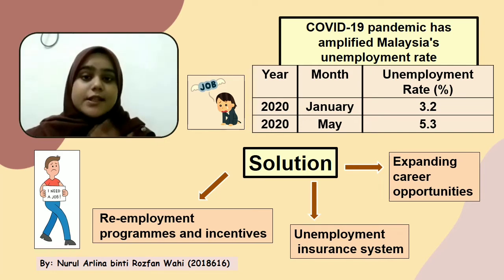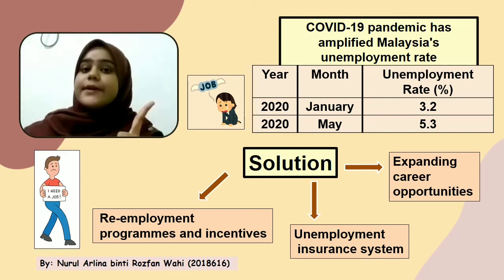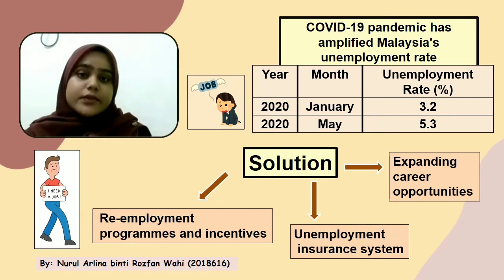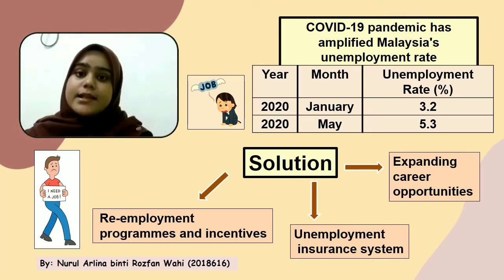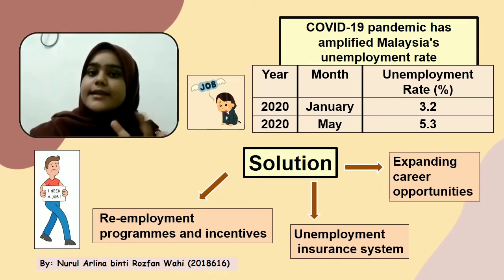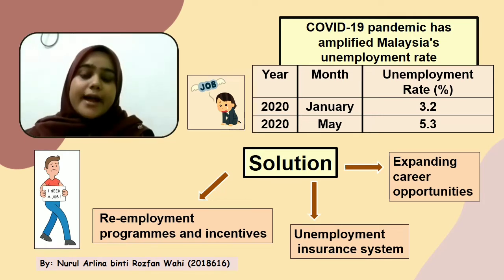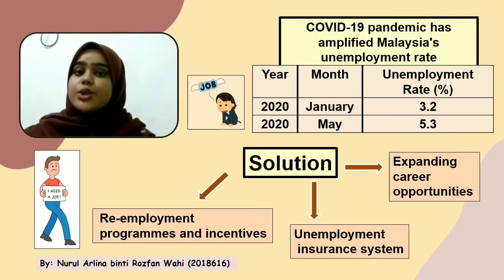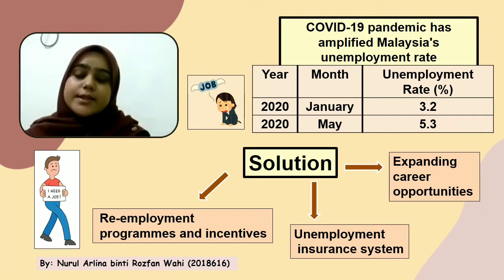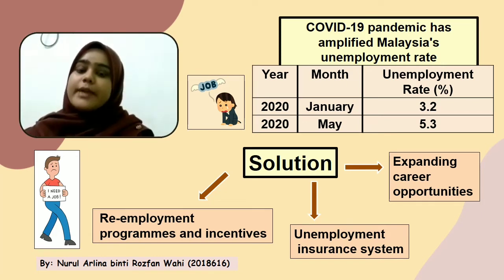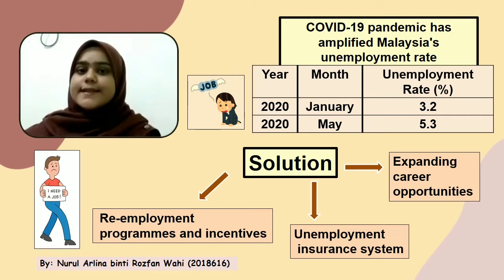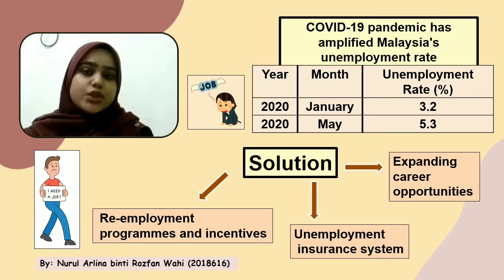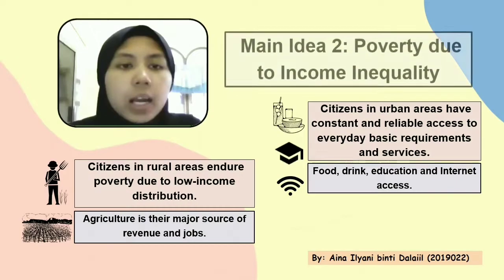Therefore, some steps need to be taken to curb this problem. First, NGOs should organize re-employment programs and incentives. This method is more durable as it includes training, education, and services, but must be supported by financial assistance. Furthermore, the government should implement an unemployment insurance system, particularly for those industries that take longer to recover from economic downturns, such as retail and manufacturing. Thus, these solutions can be implemented to reduce poverty due to Malaysia's high unemployment rate.